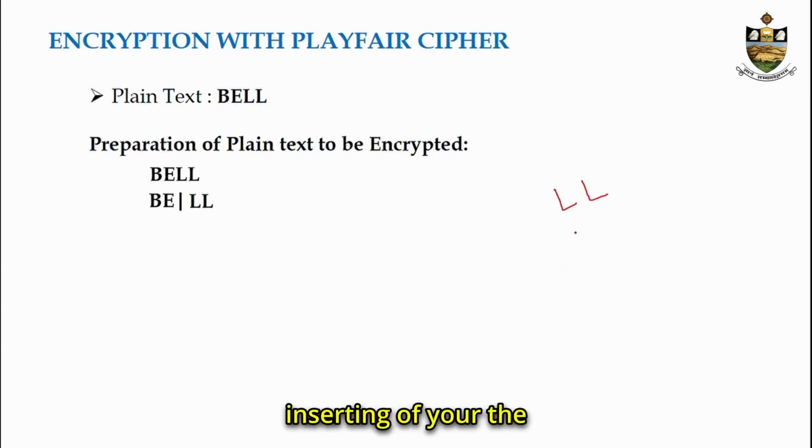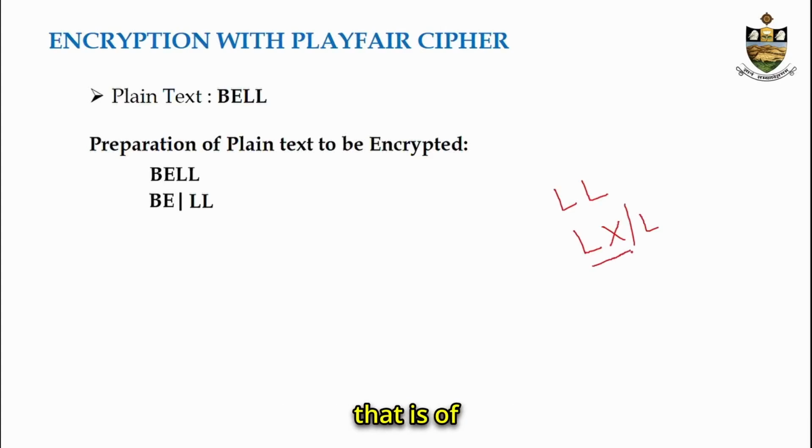So now, inserting the filler letter X gives us LX. After that, check the rule: if a pair consists of two identical letters, you insert the filler letter X after the first one, giving LX, which keeps only the single letter L.